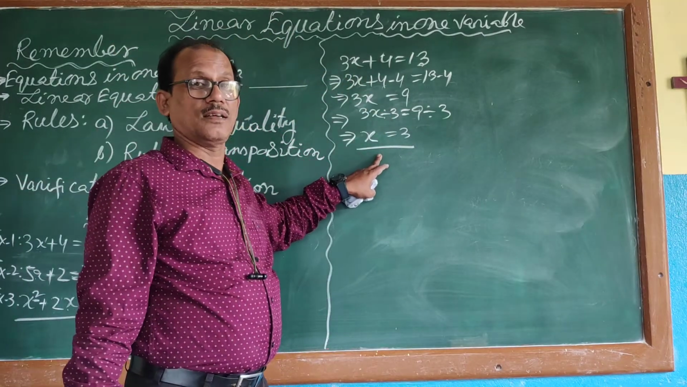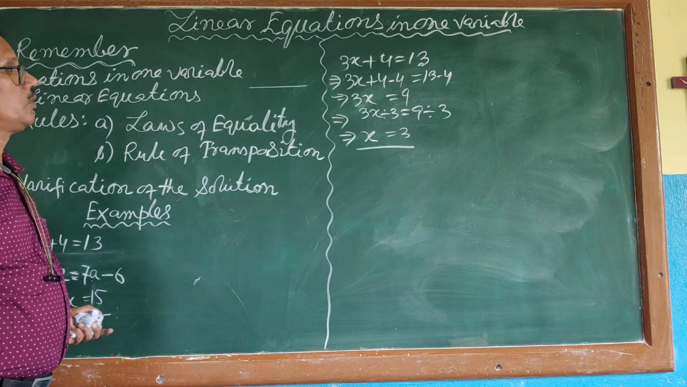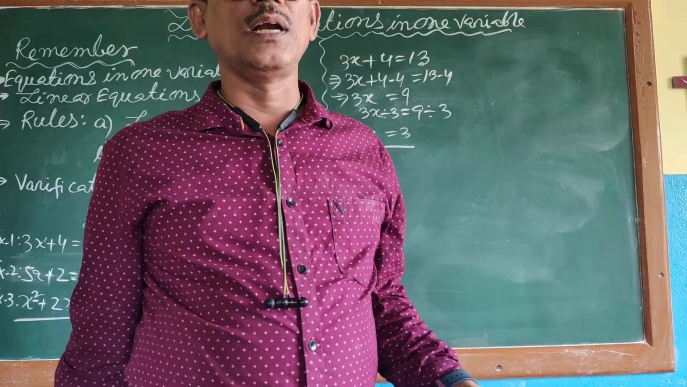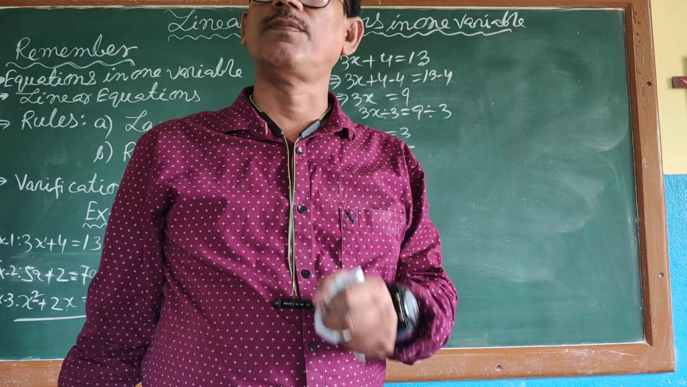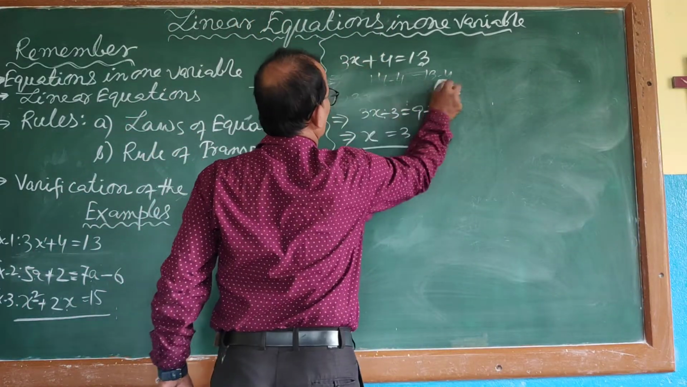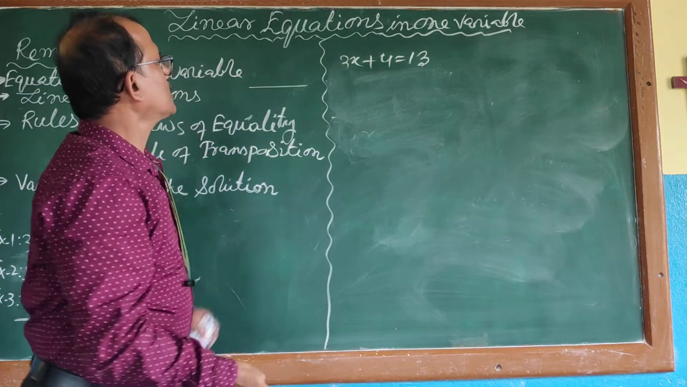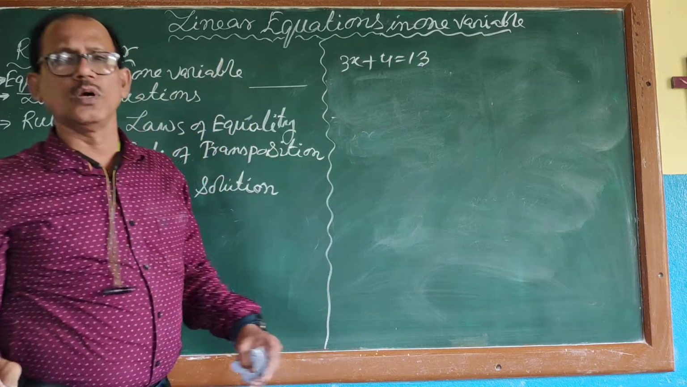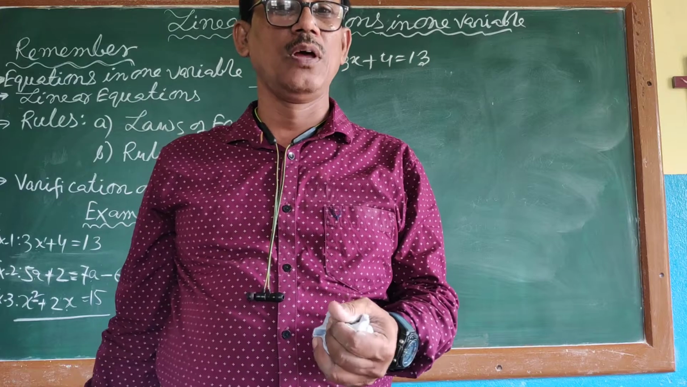So this way you can solve it, which is called laws of equality. You are doing something to both sides of the equal sign and trying to find out the value of the variable. Your target is to find out the value of the variable. You understand? That is the laws of equality. This equation can also be solved through transposition. Transposition is the ideal procedure the student should follow.